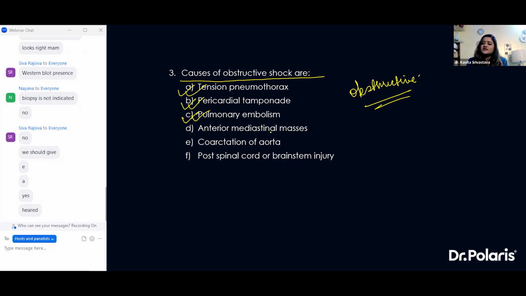Anterior mediastinal masses, can they result in complete obstruction? If there is a mass, it can result in a problem in distribution of the blood, but it will not cause complete obstruction. So that is not the right answer. Coarctation of aorta: the aorta is the most important vessel present for distribution of blood in the body. If there is a coarct inside the aorta, there is narrowing, so the blood distribution will not happen properly inside the body. That will definitely cause obstructive shock. Again, post-spinal cord or brainstem injury can result in neurogenic shock, not obstructive shock. So obstruction basically means a sudden onset of any complication inside the body which will affect the proper flow of the blood inside the body, like tension pneumothorax, tamponade, embolism, and coarct of the aorta.